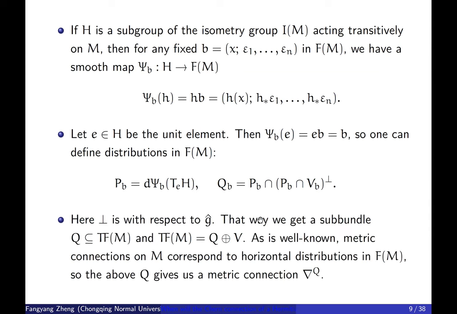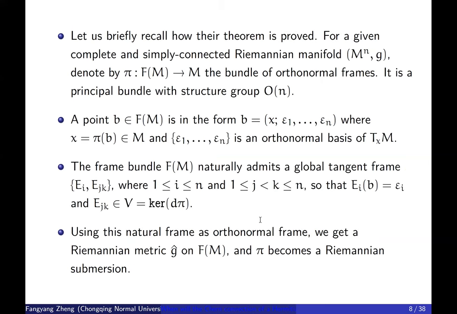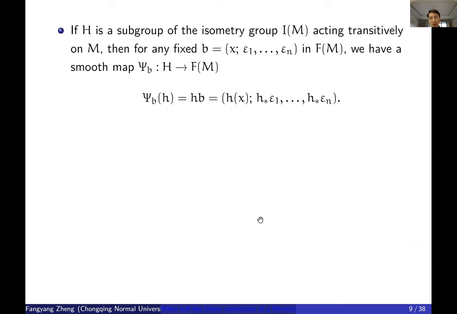Can I ask you a question? Yes, please. This Ambrose-Singer connection, does it depend on the metric? If you have a homogeneous space and you change the metric, does this connection also change? Yes. Here we only consider metric connections, so everything is metric. But the problem with the Ambrose-Singer connection is that it's not unique, because on a homogeneous space, you may have more than one transitive group acting. The isometry group may have a subgroup already acting transitively. So each such group corresponds to an Ambrose-Singer connection.